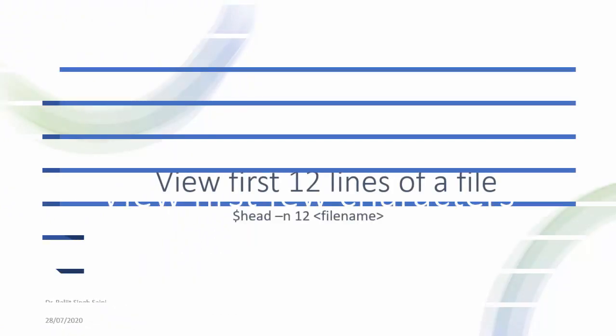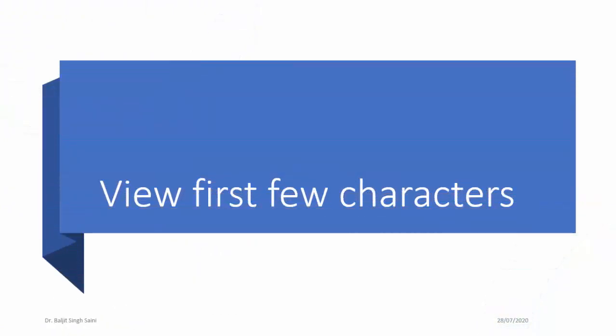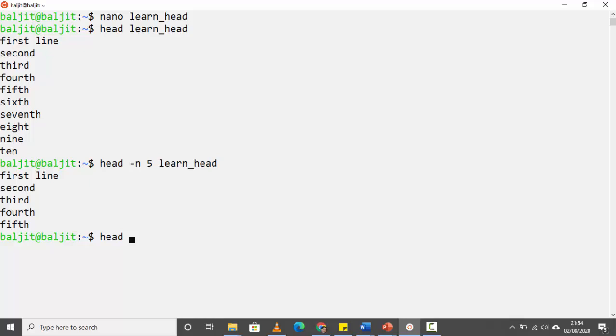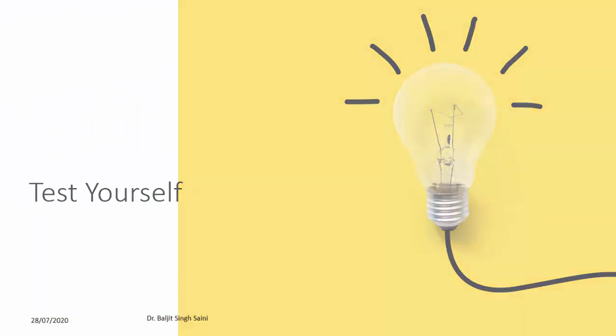Easy, right? The next option is about listing the characters instead of lines. So what if you want to view the first 10 characters and not the lines? The answer is you use the -c option. So you write head -c, then the number of characters that you want, let us suppose 10, and then the file name. So in my case, the file name is learn_head, and we get the first 10 characters only. Now try one question on your own.